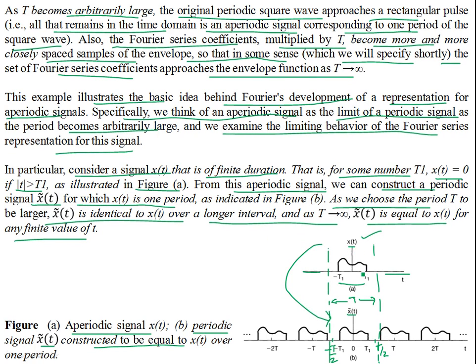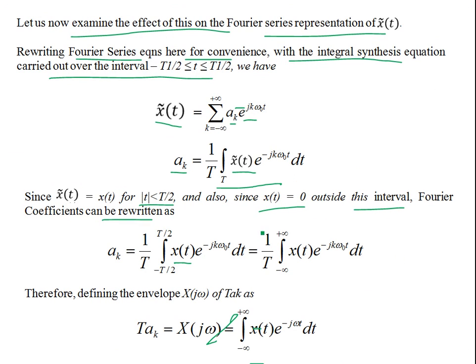Since x(t) is 0 beyond this limit minus T1 to plus T1, we can, without losing any generality, put the limits of integration from minus infinity to plus infinity. Outside this interval x(t) is 0, so we can write the integral limits as such, right? These are the Fourier coefficients for x tilde t, which is written in terms of x(t).